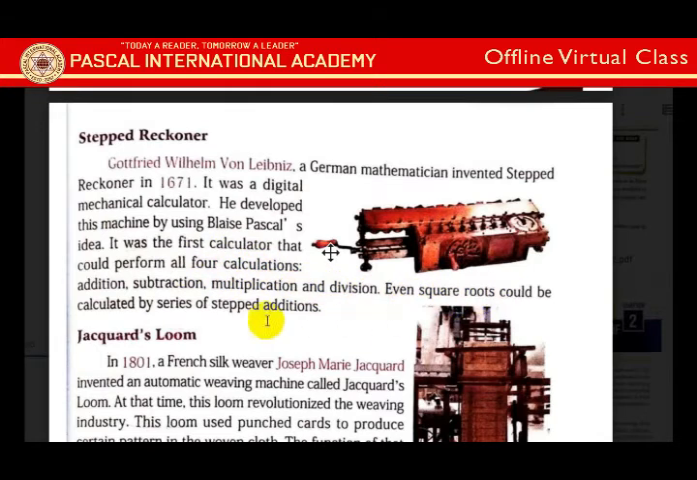Even square root could be calculated by a series of stepped additions. Moreover, even square roots we can do. Square root means what? 4 times 4 is 16, like that. 8 times 8 is 64, like that.